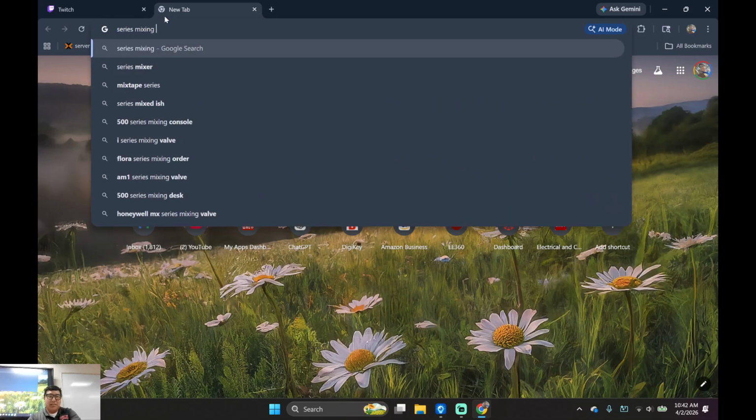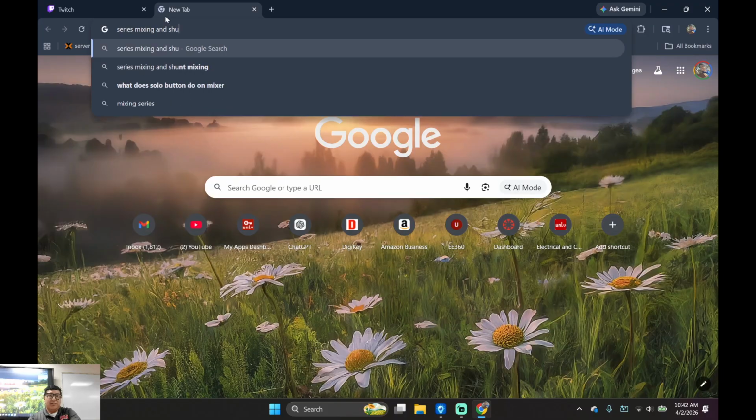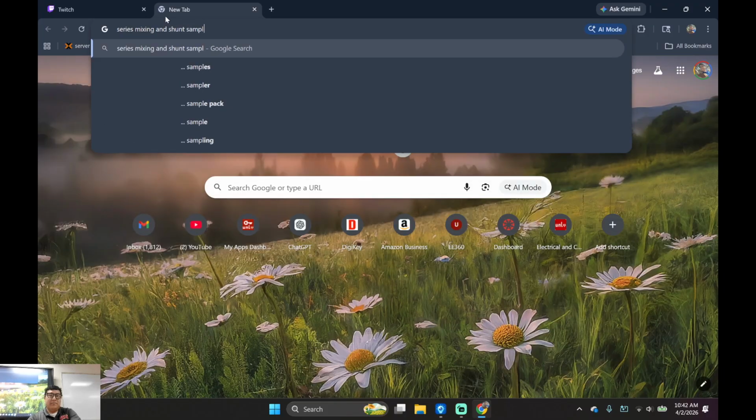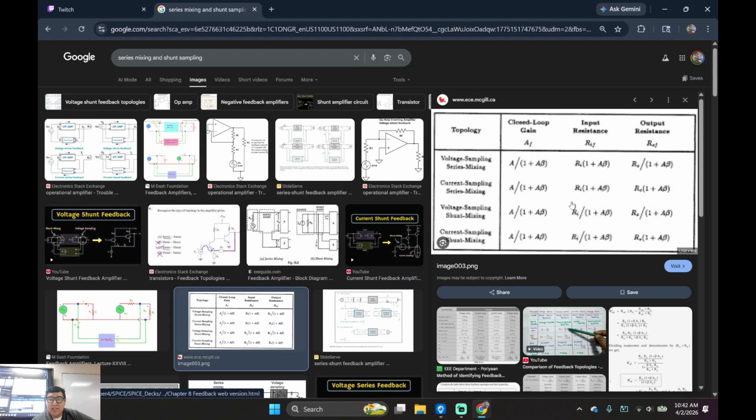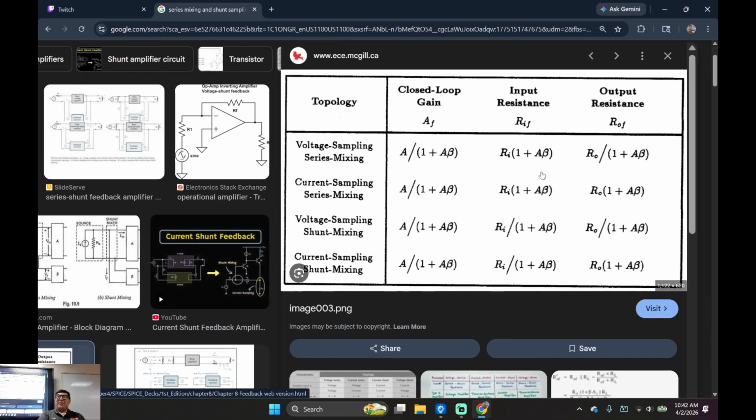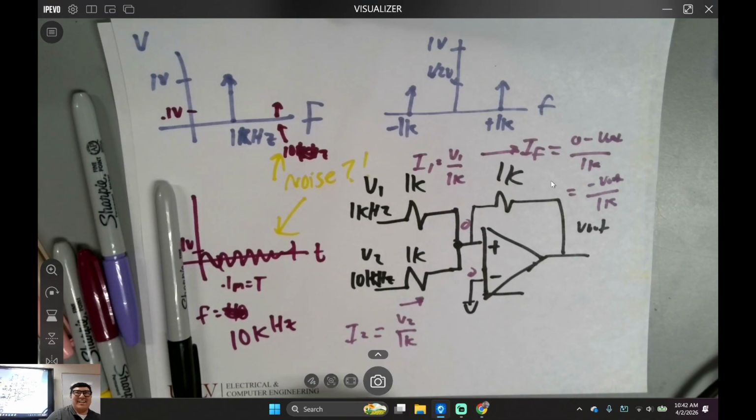Series mixing and shunt sampling. See if anyone does this. I don't think Dr. Zaya went over this, because this is a 420 topic. Dr. Baker loves this. He teaches this in his 320 class. This is very important as an analog designer: voltage sampling, series mixing, current sampling, all this stuff. I won't teach you that, okay? That's way above the level of this class.